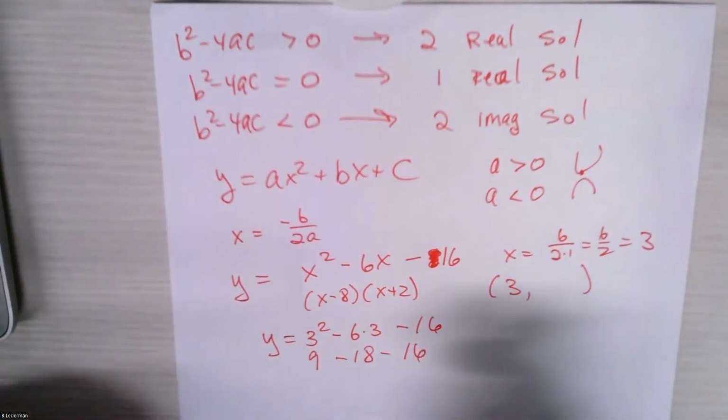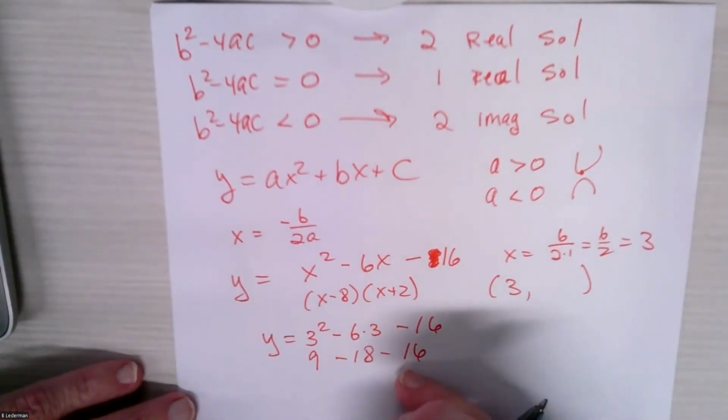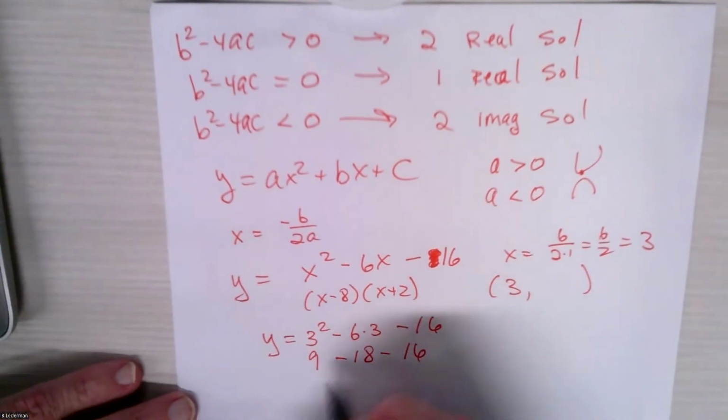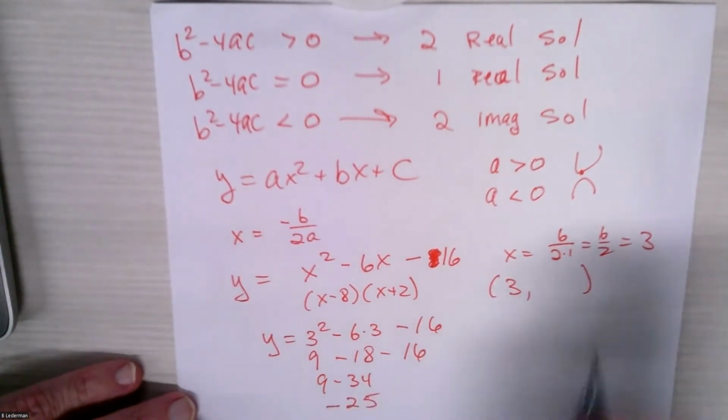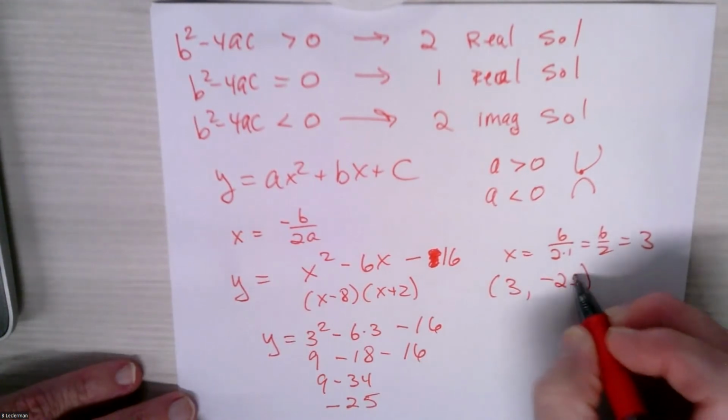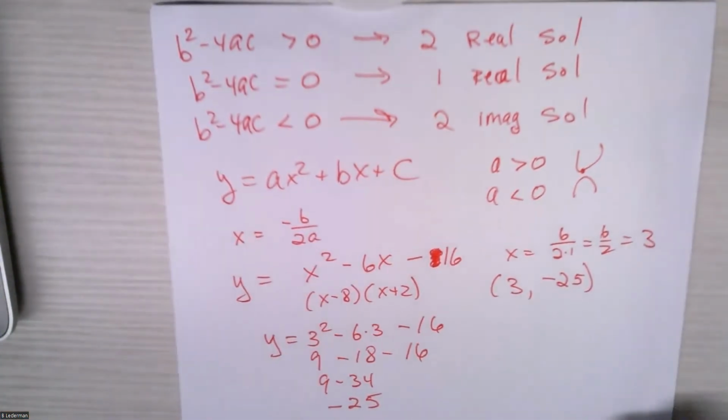Well, that's a big number. What's that, 34 or 32? 34. So it's 9 minus 34, which is negative 25. The vertex is 3 comma negative 25.